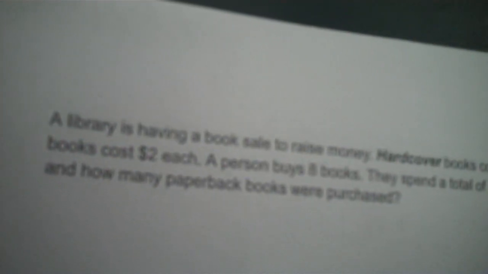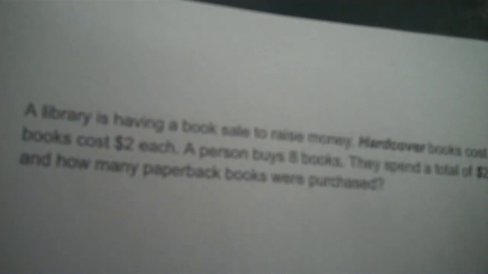Okay, next one. A library is having a book sale to raise money. Hardcover books cost $4 each. Paperback books cost $2 each. A person buys 8 books. They spend a total of $26. How many hardcover and how many paperback books were purchased? So you're spending the money on hardcover and paperbacks at the same time. So together, and then you got hardcover and paperback. Then how many units per unit and total.